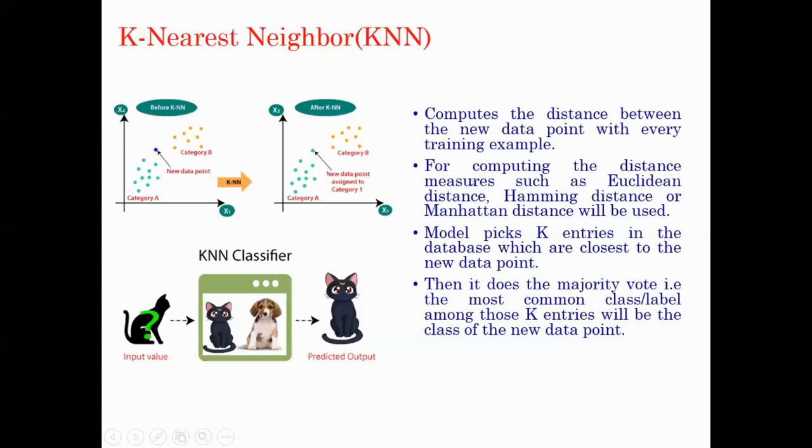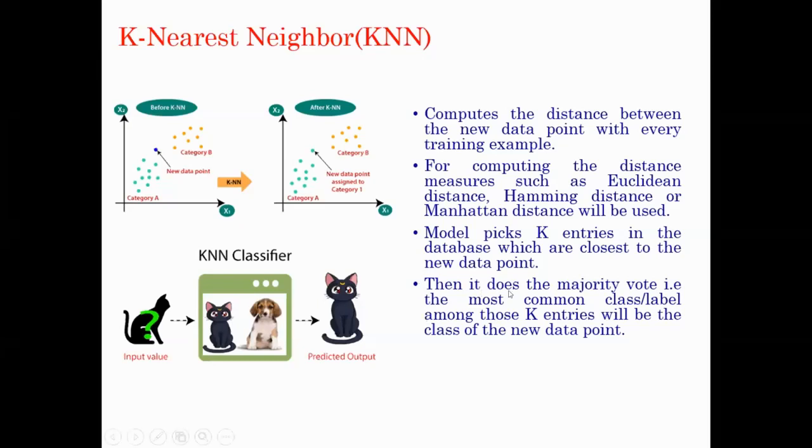So distance can be computed based on either Euclidean distance, Hamming distance, Manhattan distance, or the Lp norm. Then, once you compute the distance from this point to every data point of the category, you have to pick the k entries in the data set which are closest to the new data point. Closest in the sense that the distance is minimum.